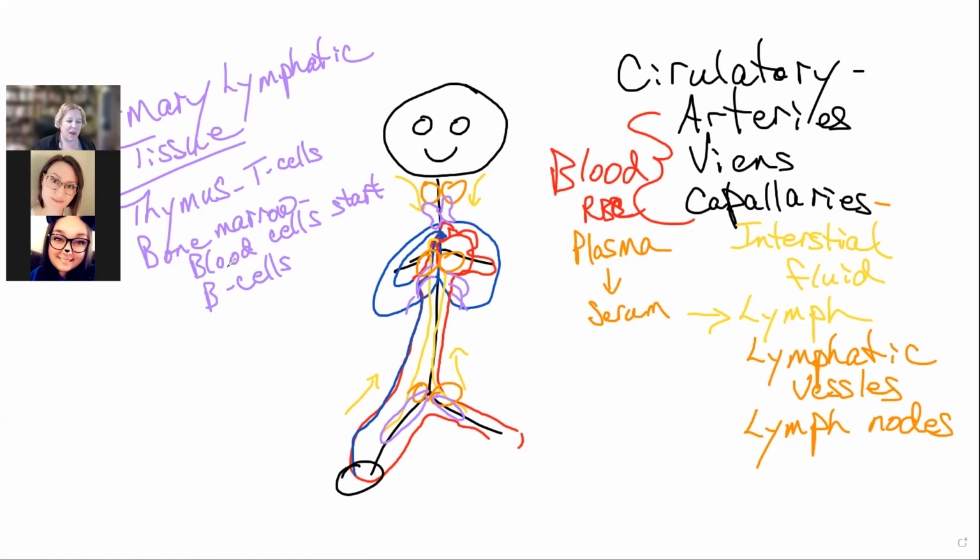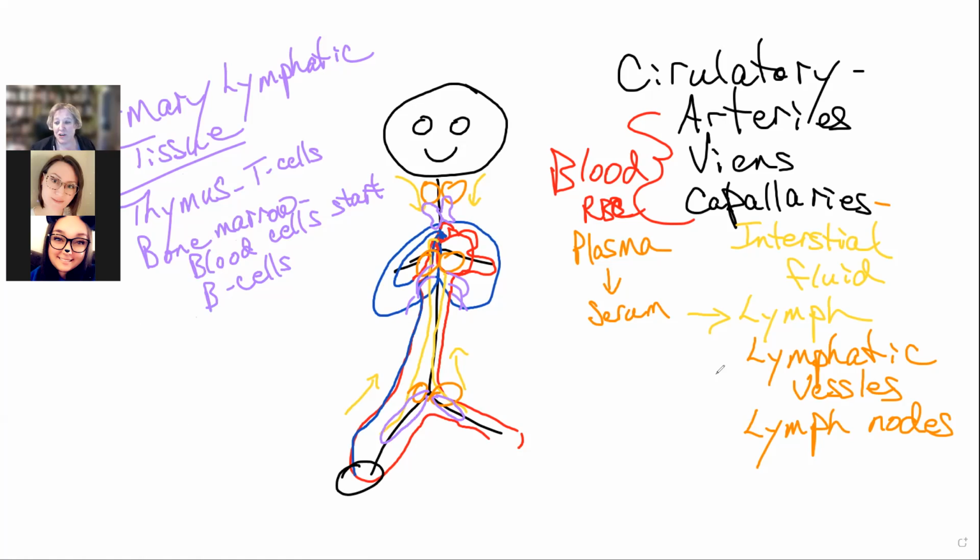They don't even go to the thymus. They hang out in the bone marrow. And for this class, you can think of the B standing for bone. It doesn't really, but you don't need to worry about that in this class. It's named after an organ in birds that we don't have. So that's the primary lymphatic tissue, the thymus and the bone marrow.